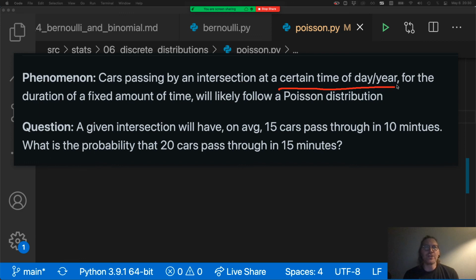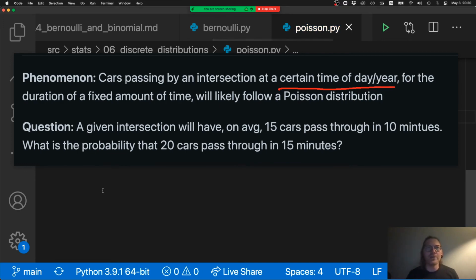So here's a specific question related to that Poisson phenomenon. A given intersection will have, on average, 15 cars passing through in 10 minutes. What is the probability that 20 cars pass through in 15 minutes? This is not too hard to answer. The first thing we want to figure out is our lambda, right?